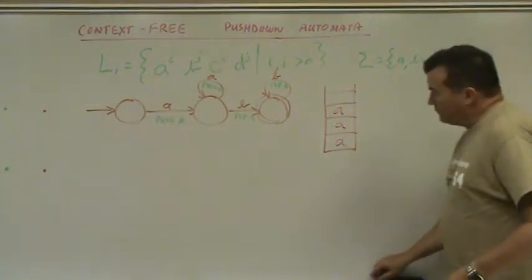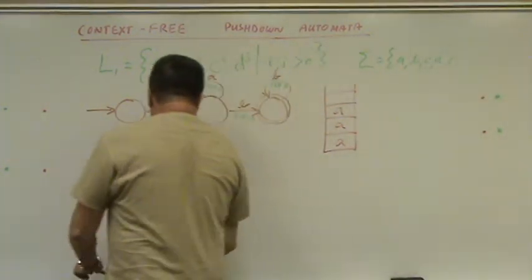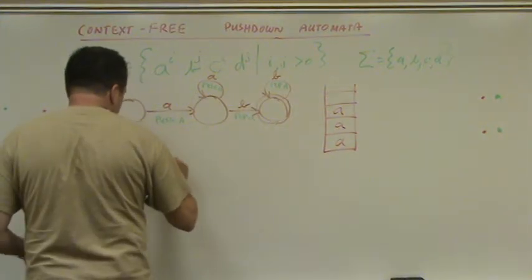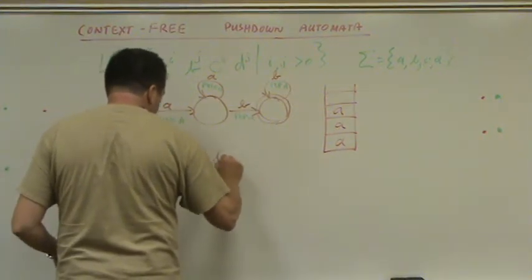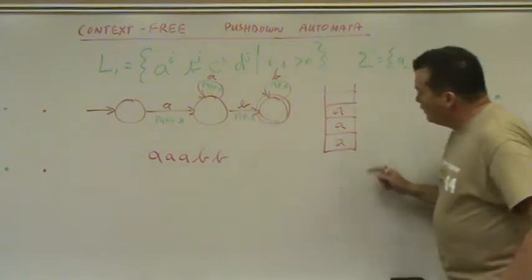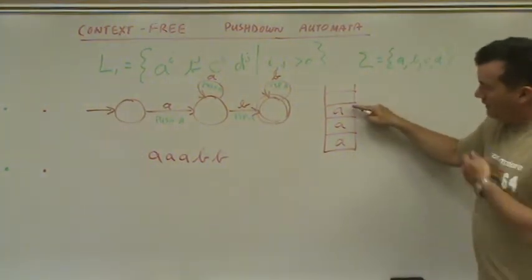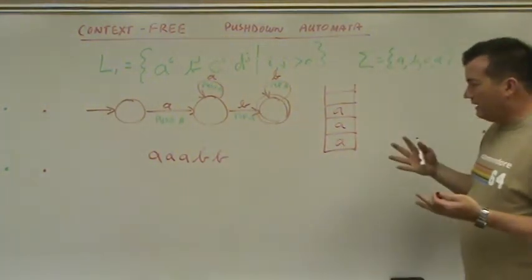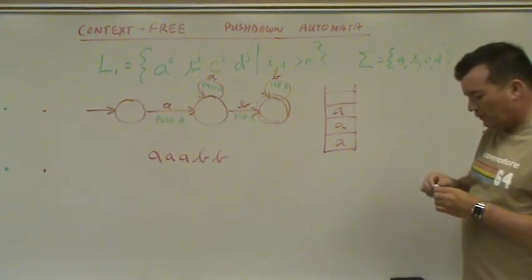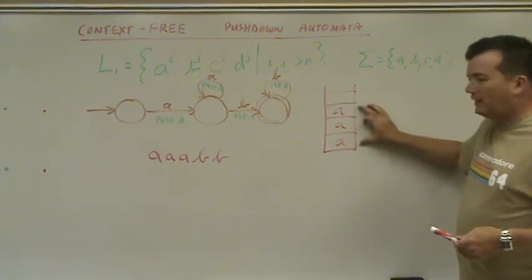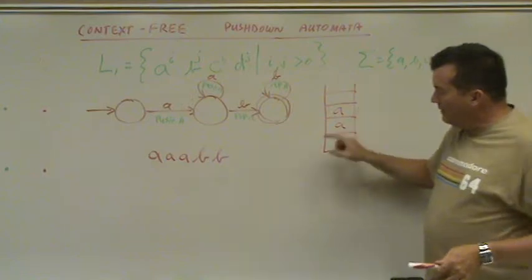So now, after seeing three A's, let's say our word is A, B, B, like last time. We push an A, we push an A, we push an A. Now we see a B. What are we allowed to do? Well, we have three memory locations, but we have this restriction that you can only access one per letter.